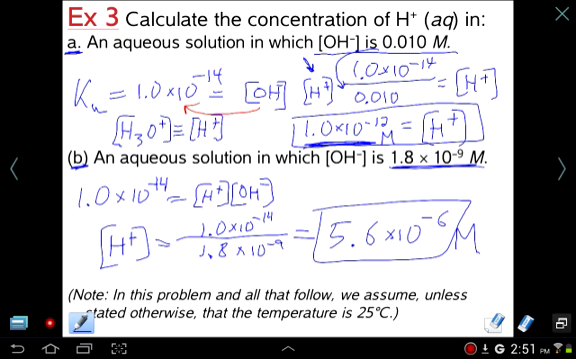And here's a little clarification. In most of these Kw calculation problems we'll assume the temperature to be 25 degrees Celsius, because recall, temperature does affect the equilibrium constant. And that should conclude Lesson 1 of Chapter 16.